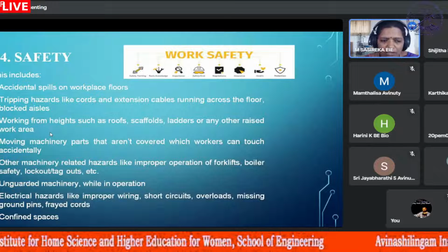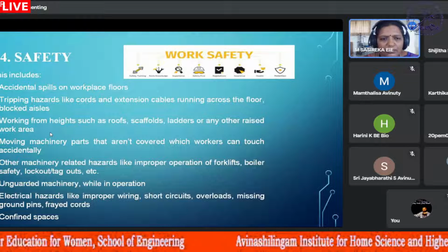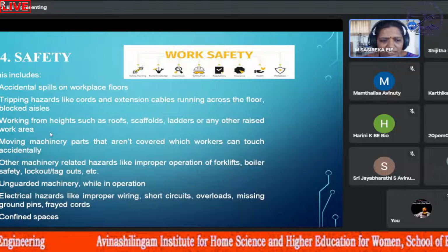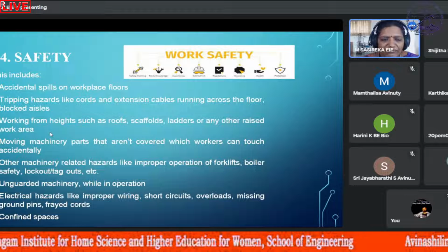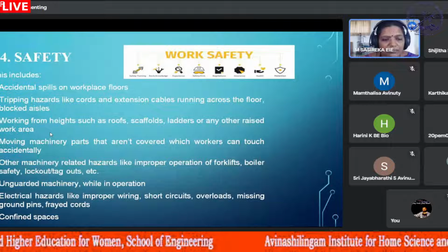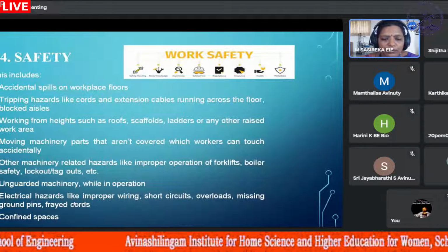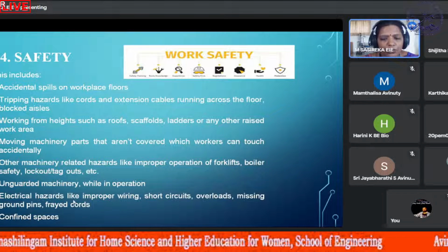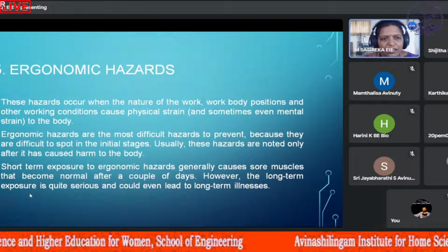If safety is not properly followed, then they will have these hazards. These include improper cables, improper handling of heavy machinery, and in the field of instrumentation, boiler safety and unguarded machinery that is not properly covered. Then improper wiring or overloading. So these are some of the safety hazards.